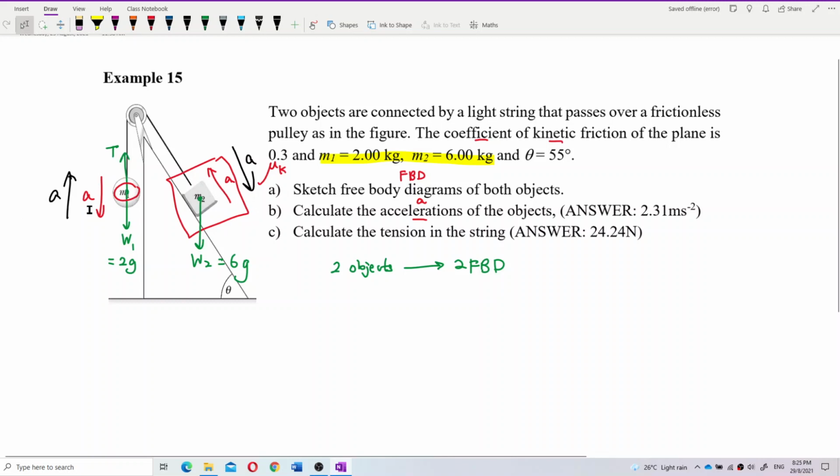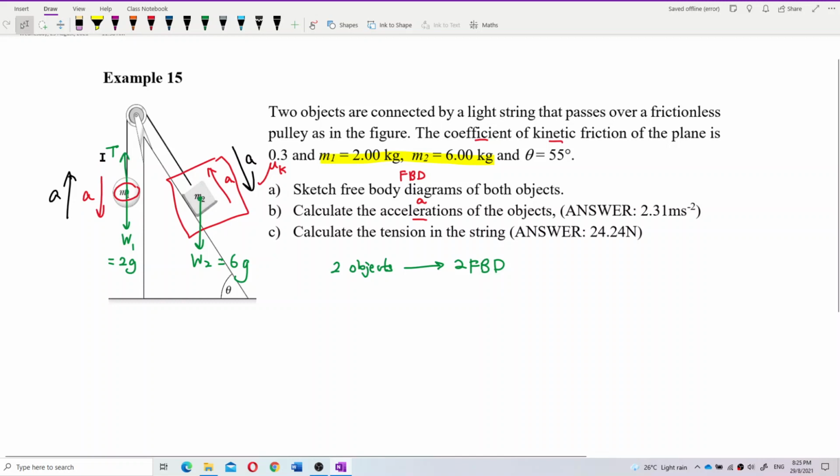So which way? Should mass 1 go down or should mass 1 go up? How do we know about this? There are things we need to investigate first before we jump to a conclusion. Okay, how do we draw the acceleration?